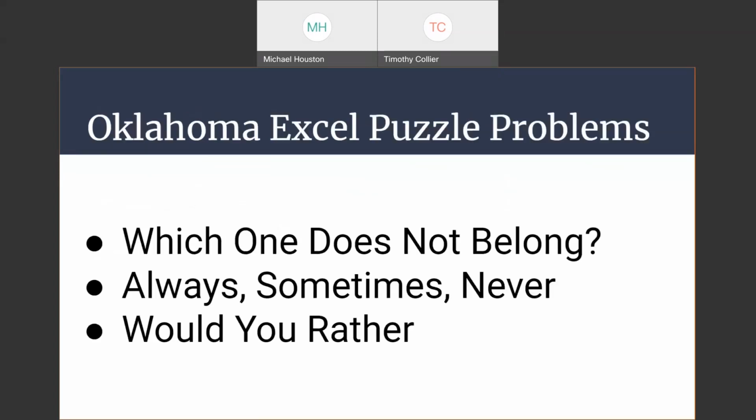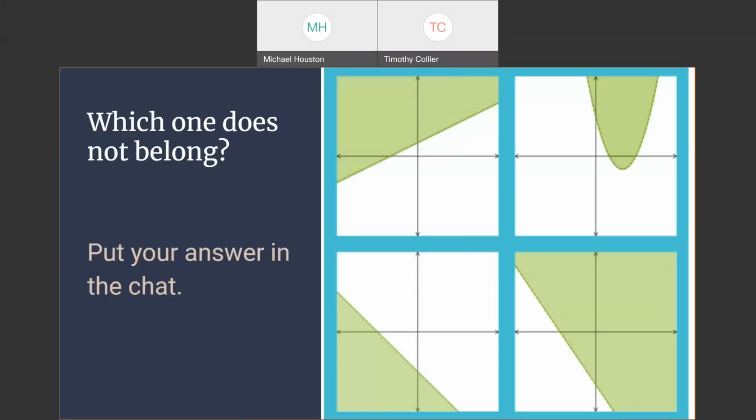Our puzzle problems that we chose in Oklahoma Excel were these 3. Which one does not belong? You did one of those at the opening. Yes, we did. Always, sometimes, never, which we'll get to see one in just a moment, and some would you rather questions. These are where we began as teachers developing our skill set in designing these puzzle problems. And it wasn't too demanding on a teacher. These are easily found on the internet. So when we got started, it wasn't a big burden on us to come up with our own puzzle problems.